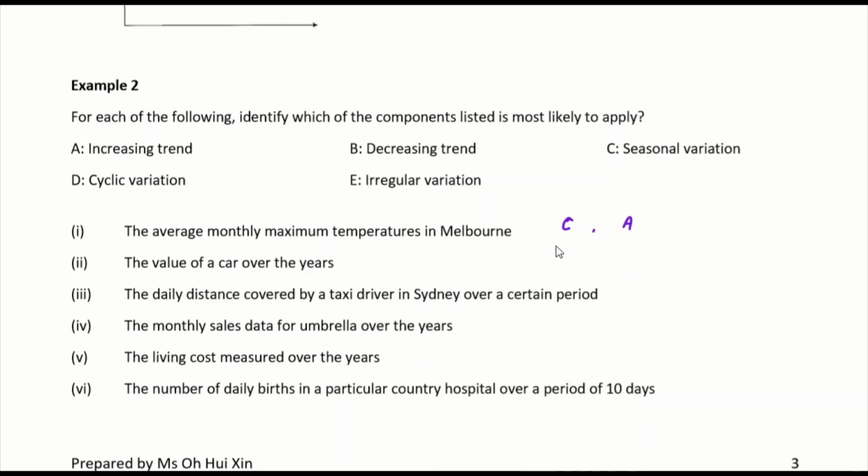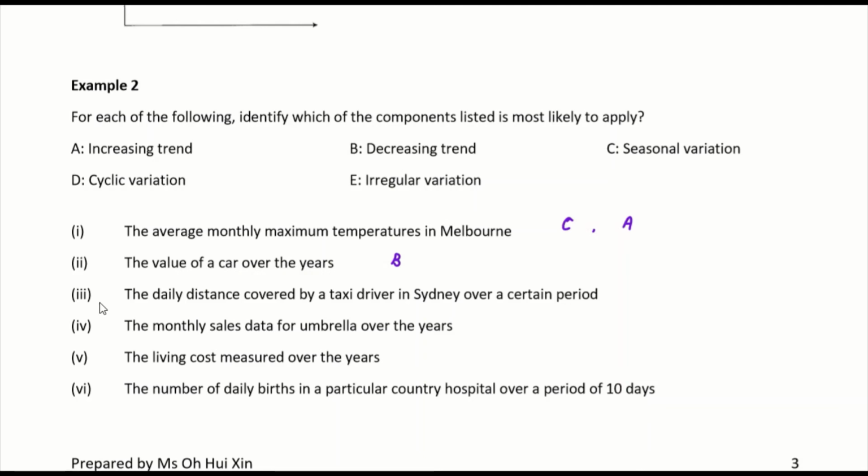Okay, so two, we have the value of a car over the years. So I think this one is actually quite simple. You can just imagine that if you buy a car, how is the value of the car if you continue to keep it over the years? Then obviously the price of the car will be going down lower and lower over the years, right? So that's why it will be a decreasing trend. And basically you do not have seasonal or cyclic or irregular. Basically it keeps on going down only.